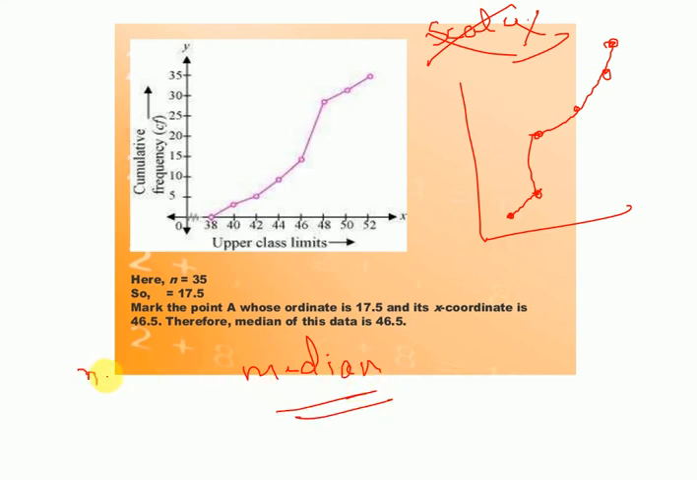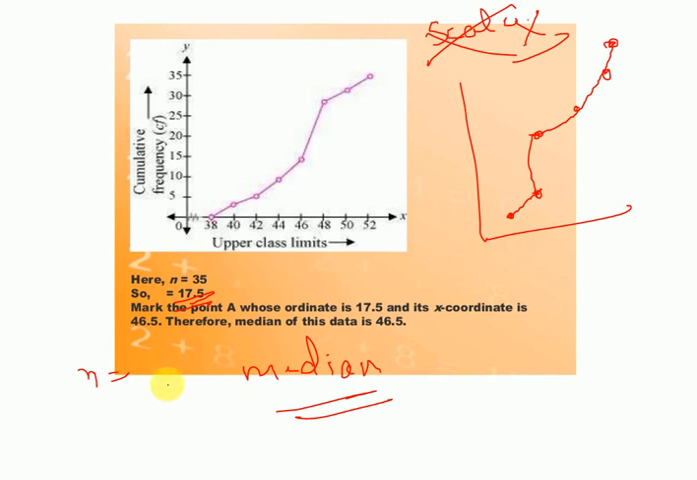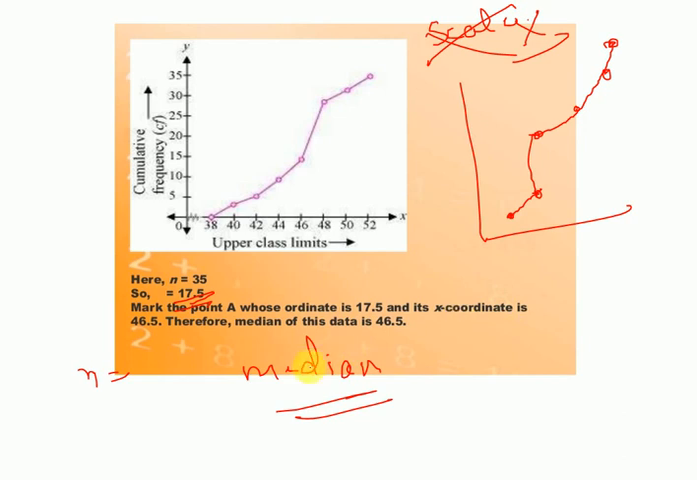First of all, we have to find n, which I have told you is the sum of all frequencies or the last CF. Just a moment, n is not 17.5 but n is 35. Here you can see the last CF is equal to n. So when I do n upon 2, I get 35 upon 2, which is equal to 17.5. Now mark the point A whose ordinate is 17.5.